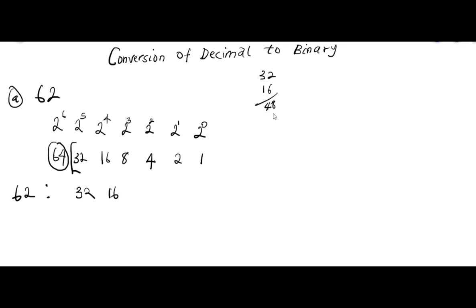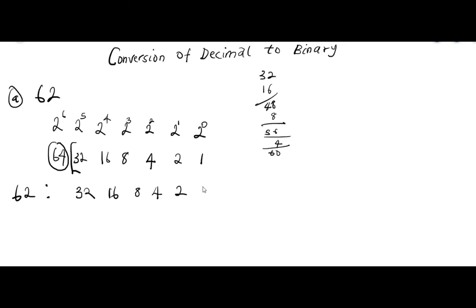So we still need 14 to make 62. If we add 8, this is 56. So we need 6 more to have 62. So we add 4, making it 60, and then we add 2. If we have 32 plus 16 plus 8 plus 4 plus 2, we are going to have 62, right?